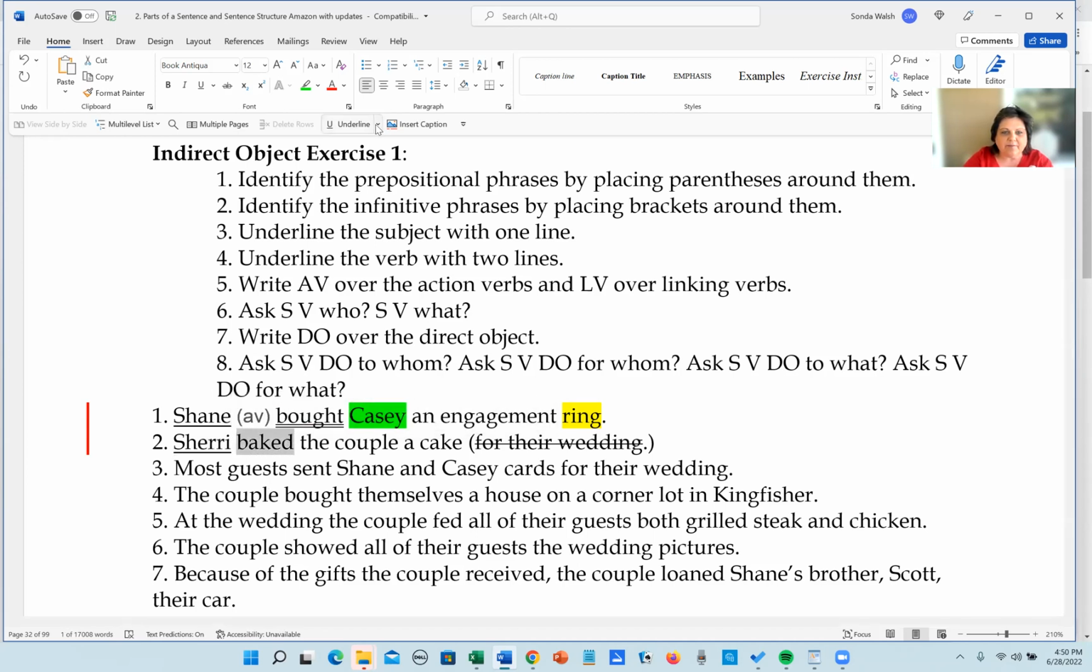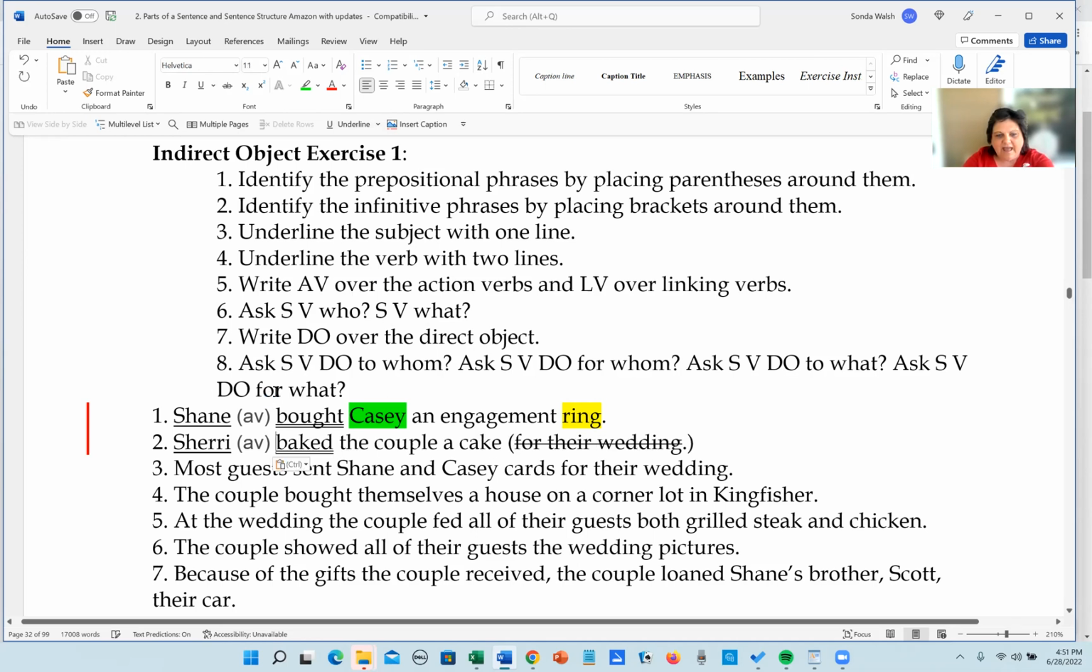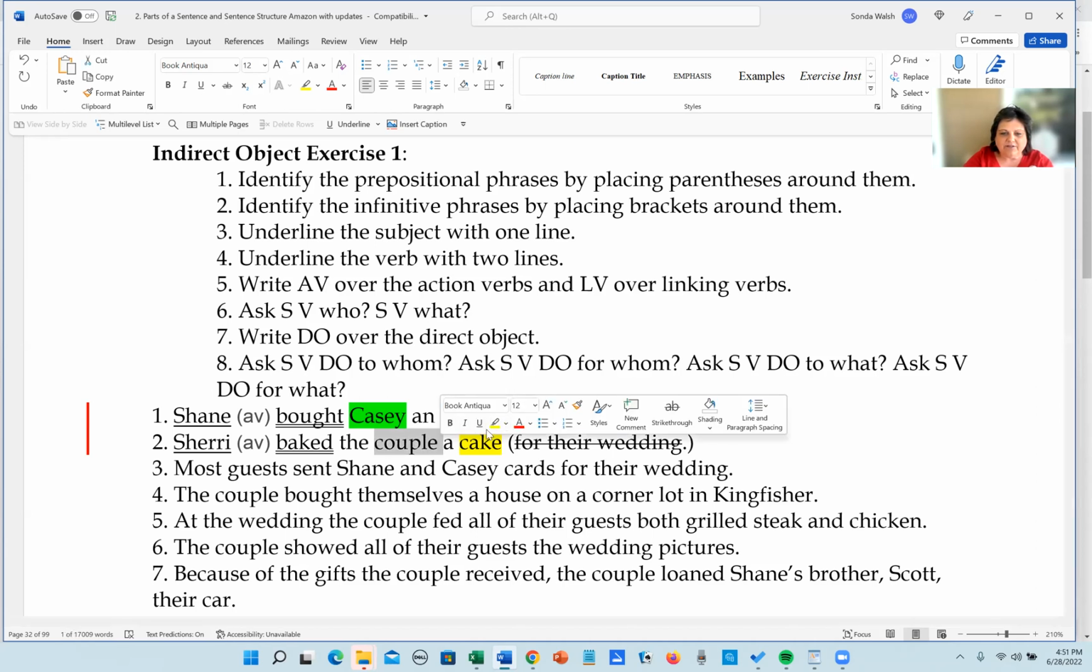So baked, sorry about the airplane going over. Sherry baked is our verb. We have to identify the verb. It is an action verb. So Sherry baked what? Sherry baked who? Well, Sherry baked a cake. A cake is the direct object. So then we ask ourselves the question, Sherry baked a cake for whom? For the couple. So the couple is the indirect object.